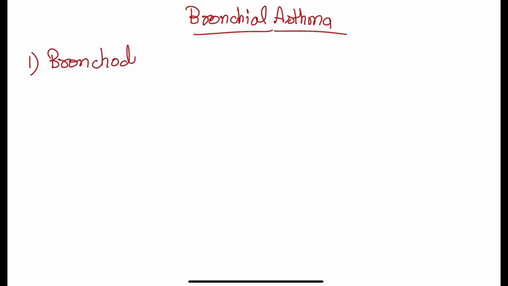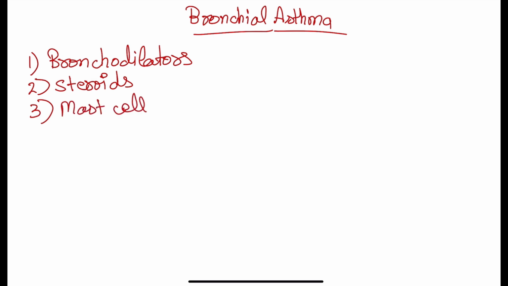Hello friends, today we are going to study about bronchial asthma. For bronchial asthma, we will use four types of drugs. First is bronchodilator, second is steroids, third is mast cell stabilizers, and fourth is IgE antibody or omalizumab.